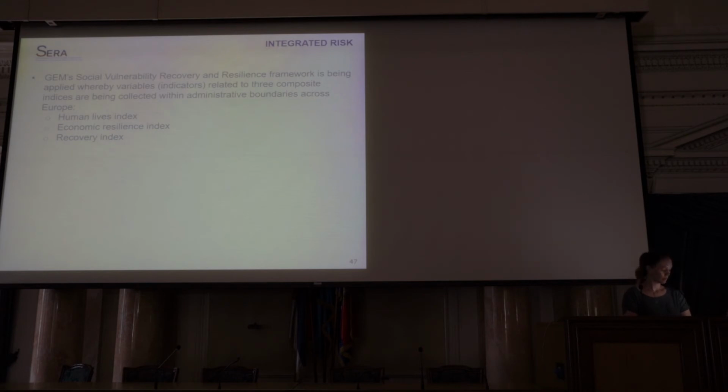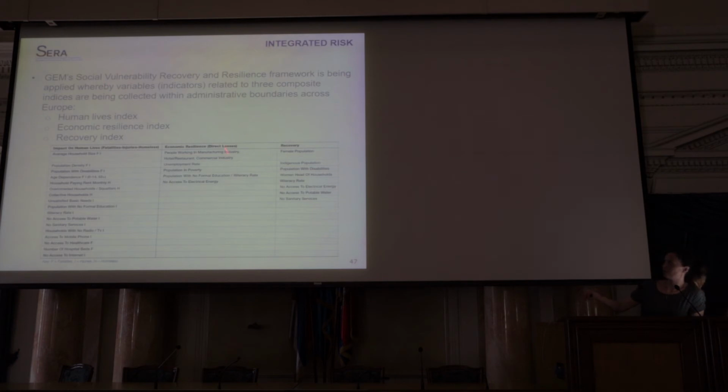So these 3 composite indices, which are these 3 columns here, are the combination of a number of variables. These variables, as I said, can be collected from existing statistics data in the country, and then they can be combined. Indicators that influence human lives could be access to hospital beds, number of hospital beds, population with formal education, and so on. So there's a number of indicators that have been identified from an extensive literature review to contribute to the impact on human lives after an earthquake. Then another one for economic resilience and recovery.